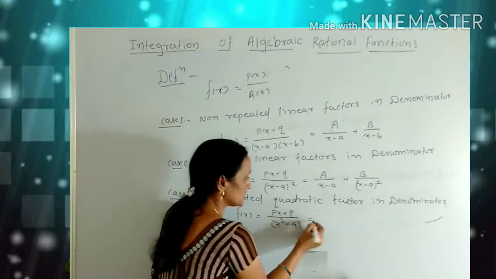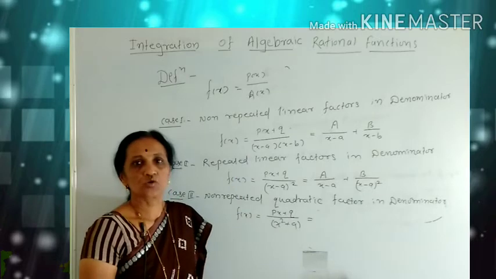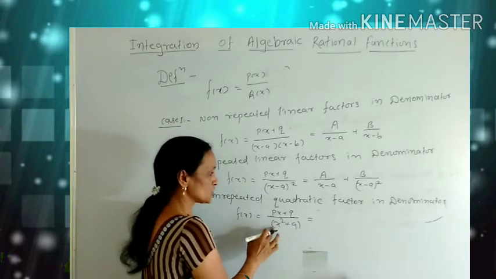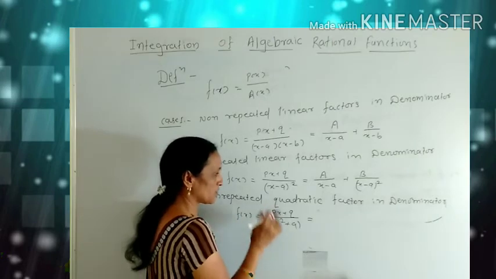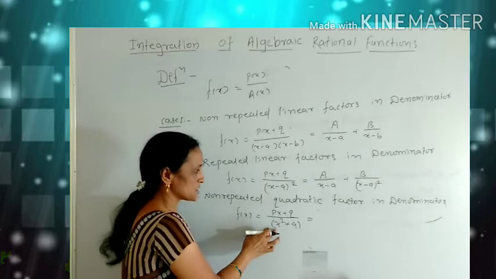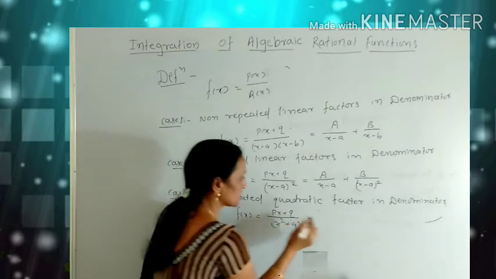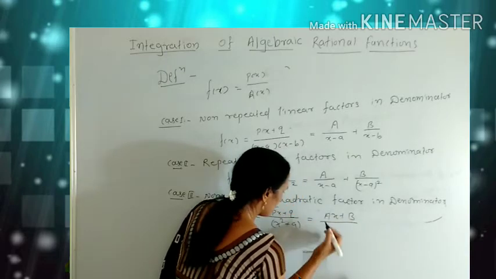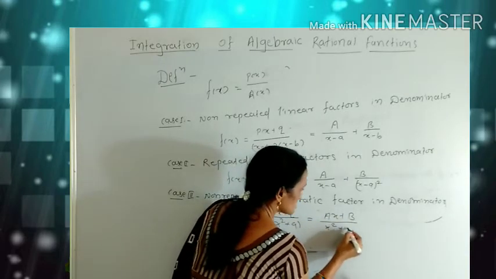Now, here the factor is quadratic, so we consider 2 unknown constants, and the decomposition of this quadratic factor is in the form (Ax + B) / (x^2 + a).